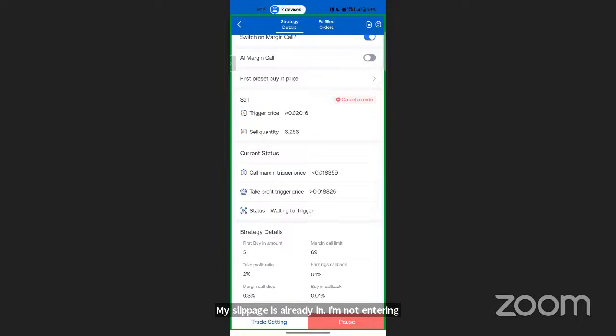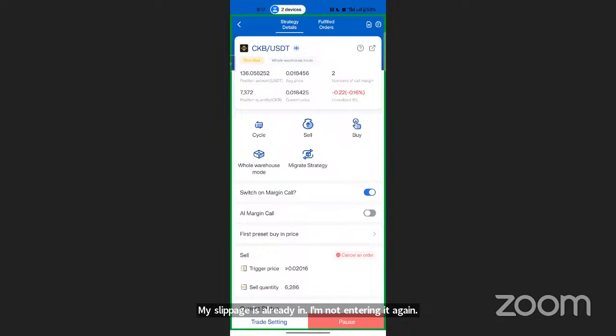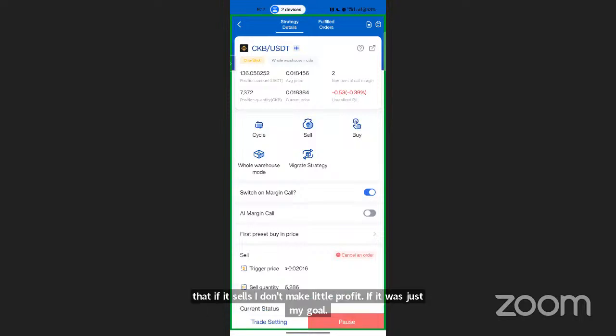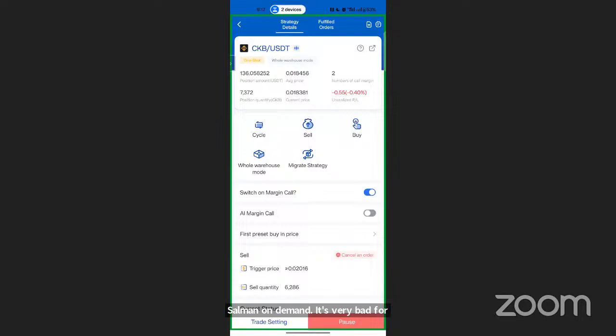Yes, that amount, I just add it on my first buying amount, so that if it sells, I don't make little profit. It was just my goal. You say I'm an old man. It's very bad for me to make $5 profit as an old man. So when it buys the first time, I add in some $100 so that if it sells, I can make some profit. But I have more money to buy margin calls.